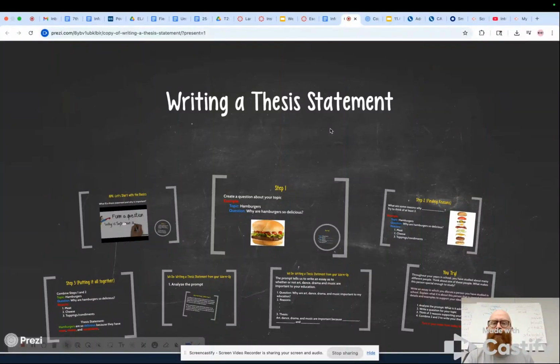All right, so writing a thesis statement. This is the last sentence of your intro paragraph, and it will explain what your essay is going to specifically be about within your body paragraphs.